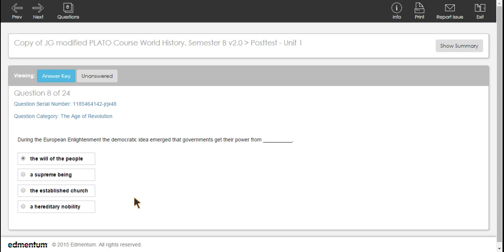During the European Enlightenment, the democratic idea emerged that governments get their power from the will of the people, a supreme being, the established church, or a hereditary nobility. Correct answer is the will of the people.